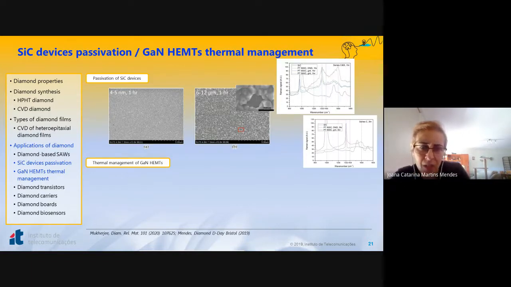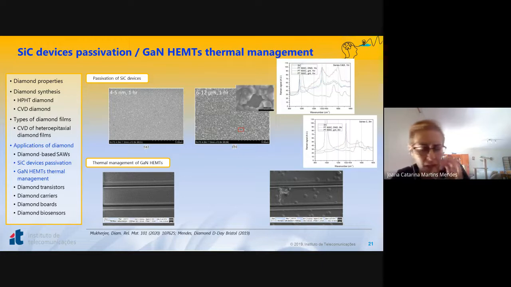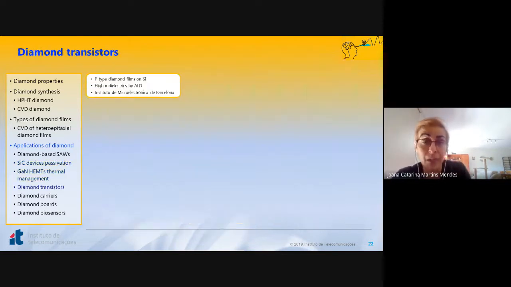Also, for the thermal management of gallium nitride HEMTs, we started with a final HEMT die. We coated it with diamond directly without any other treatment, and the device survived the deposition. At this moment, these are all the characteristics that we have. So we know that the device survived. We still don't know how the thermal management was improved. So this is also undergoing.